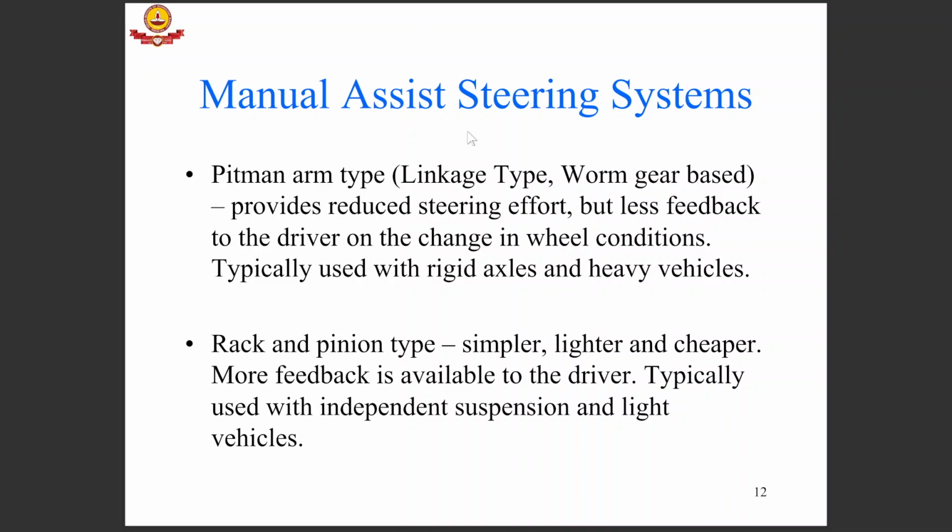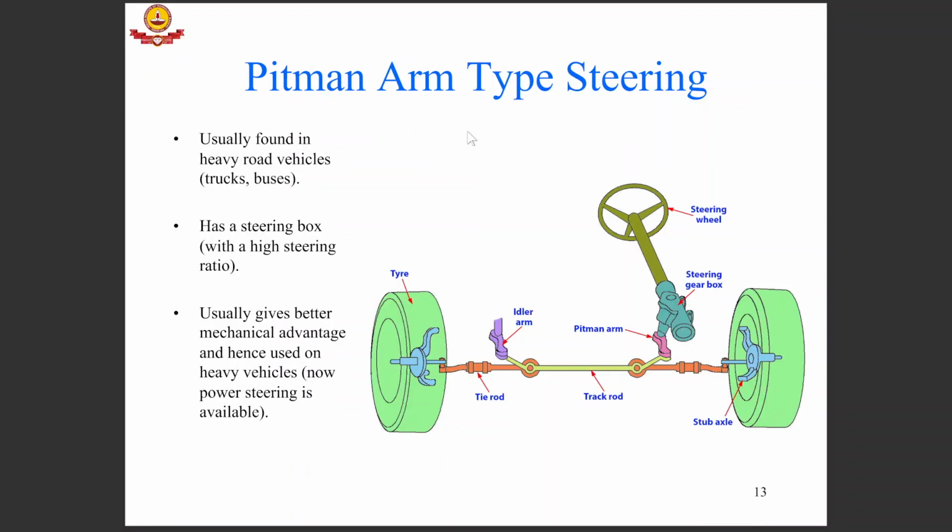Okay, so let's take a look at a pitman arm type steering. So we have this stub axle which is connected. Here we have the tie rod which connects this track rod to the tire, forming a linkage, and there are two joints here. So this track rod is rigidly connected to a pitman arm which is rotated in here with the steering gearbox.